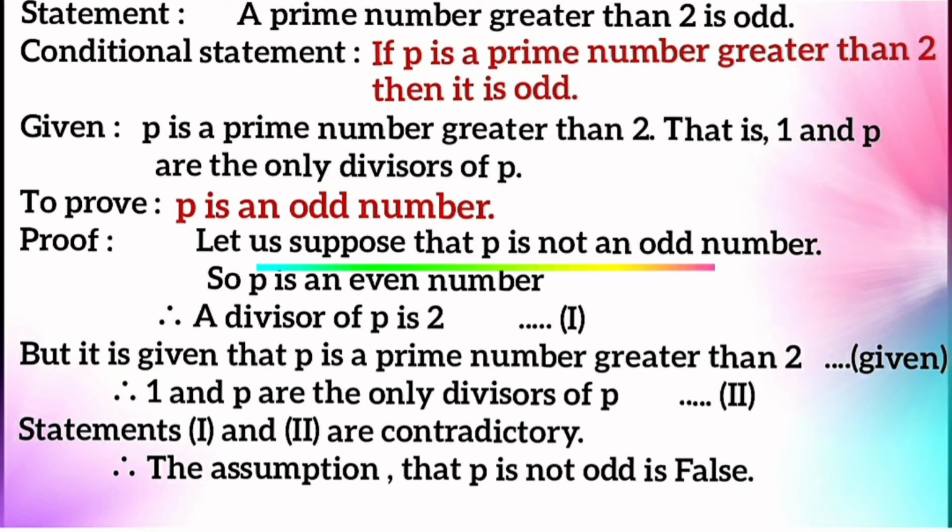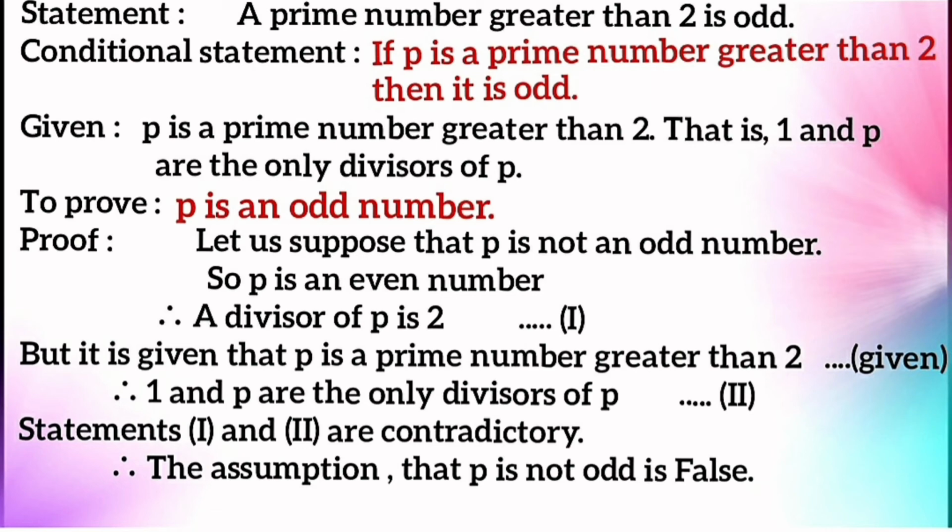Then we will take an assumption. What we are assuming here is that P is not an odd number. It is given that it is an odd number, and we have to prove that it is odd, but we are taking something opposite to our proof. The opposite of an odd number is that it is not an odd number, so that's what we have taken here. So P is an even number.